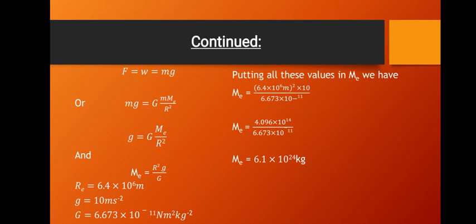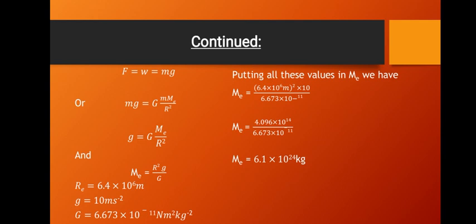Students, here you can see that small m is present on the left side of the equality and on the right side, so it will cancel, and the next relation will be g is equal to G M_E over R square. So rearranging to find the mass of Earth, we can write it as M_E is equal to R square g by capital G.